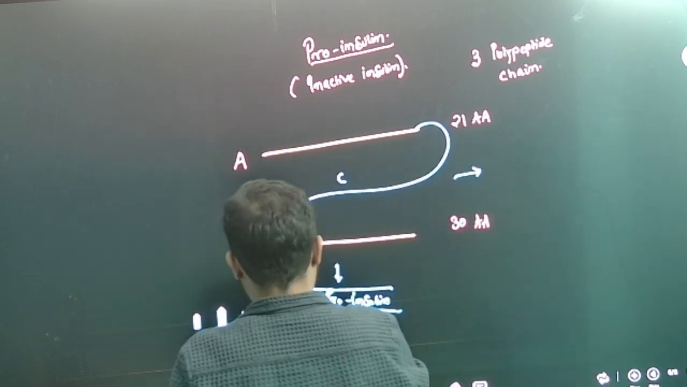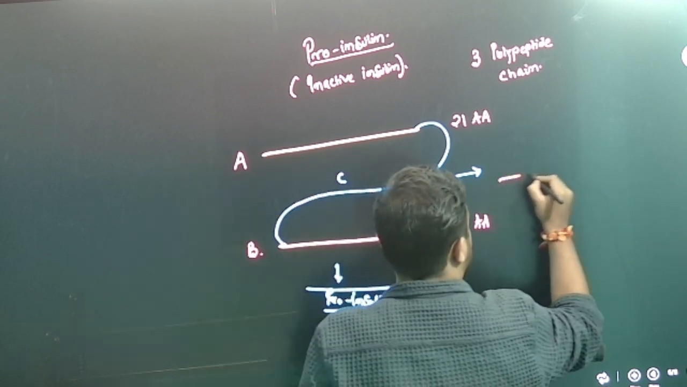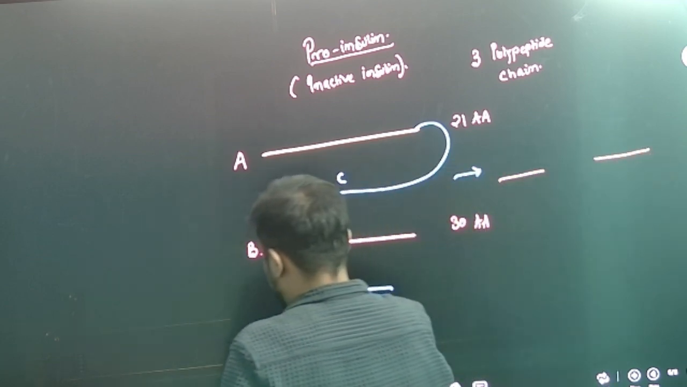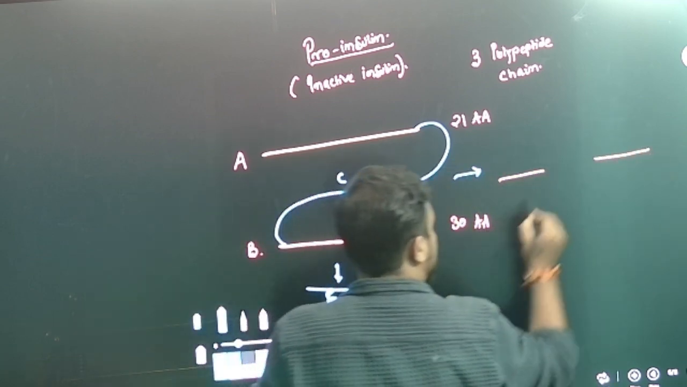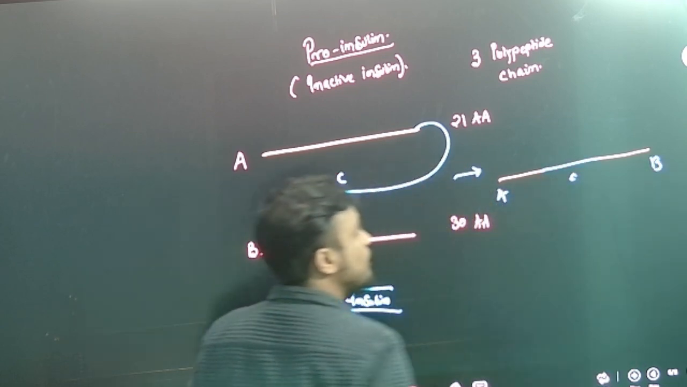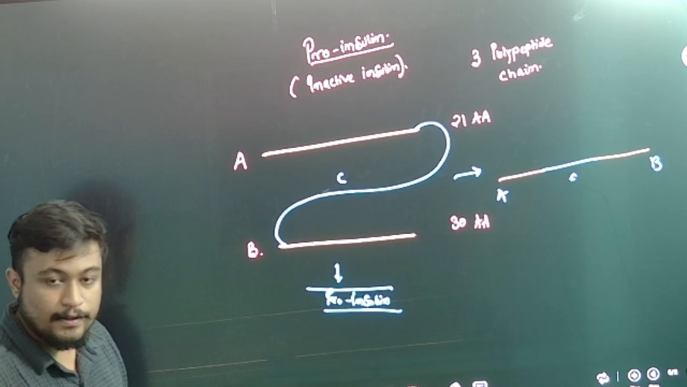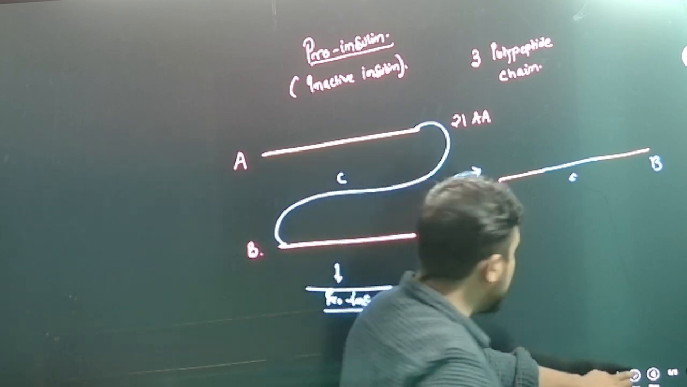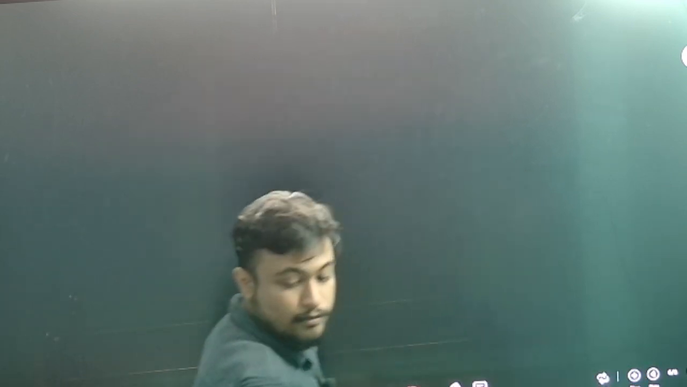You will see such type of expression, right? There is A chain, there is B chain, and connecting this A and B chain, there is C chain. So this is A chain, this is B chain, and connecting this, there is C chain, right? Now this form of insulin is inactivated insulin.